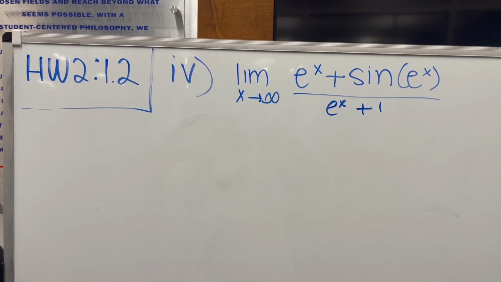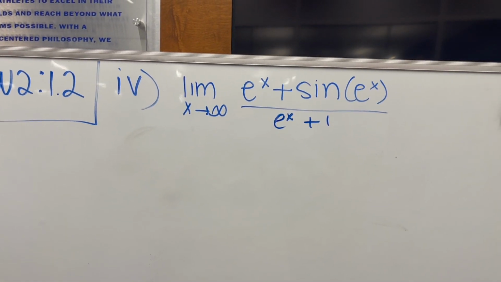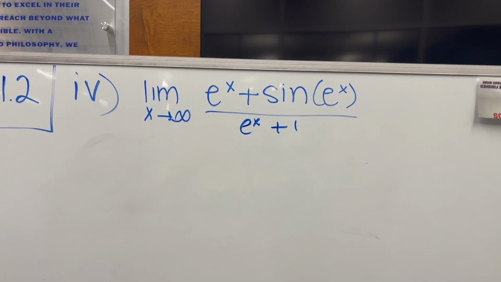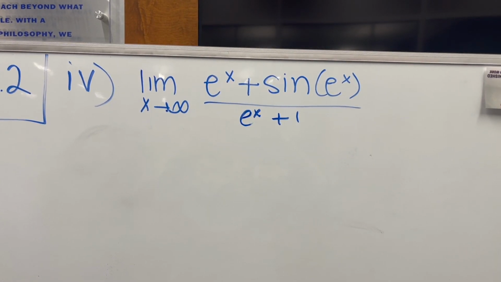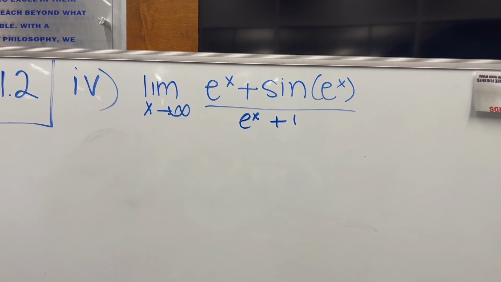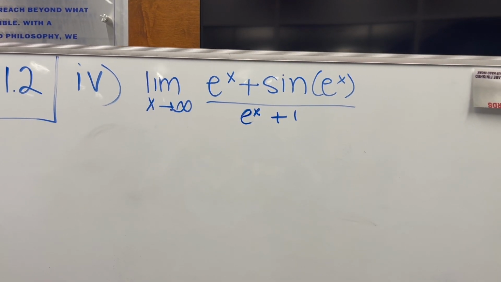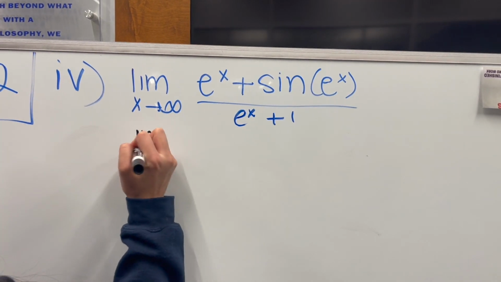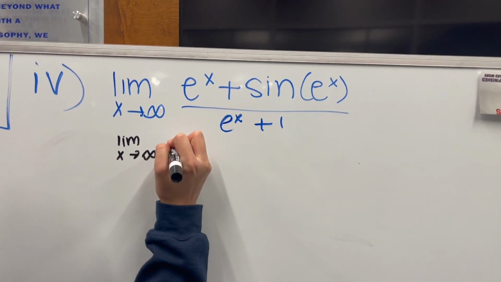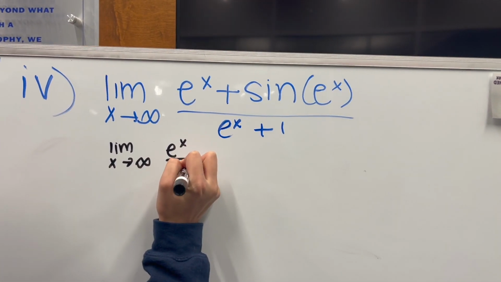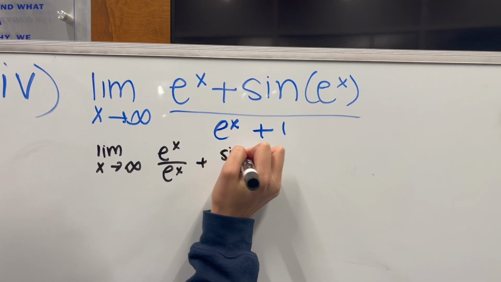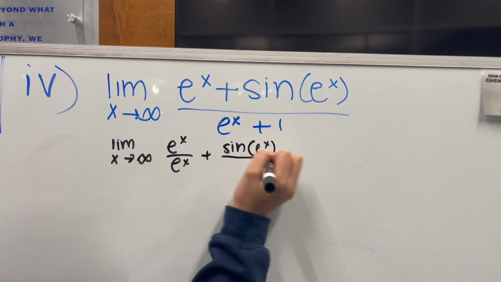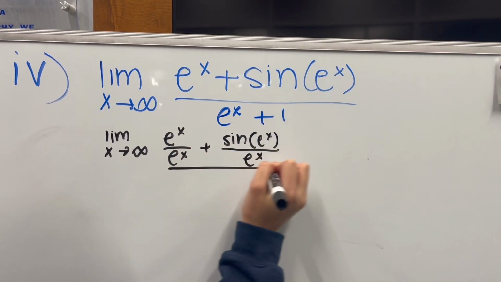So homework 2, problem 1.2, we have exercise 4 that says the limit as x approaches infinity of (e^x + sin(e^x)) over (e^x + 1). And the first step is going to be identifying the dominant term within the function, which is e^x, that exponentially grows the fastest. And we're going to divide every term within the function by e^x.